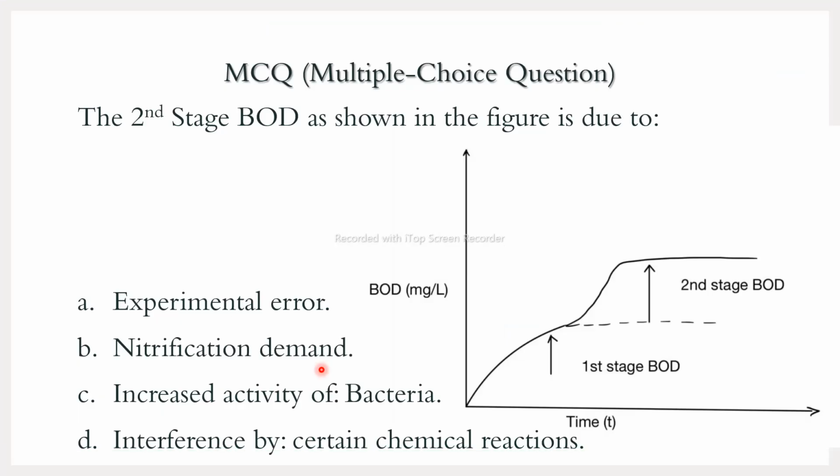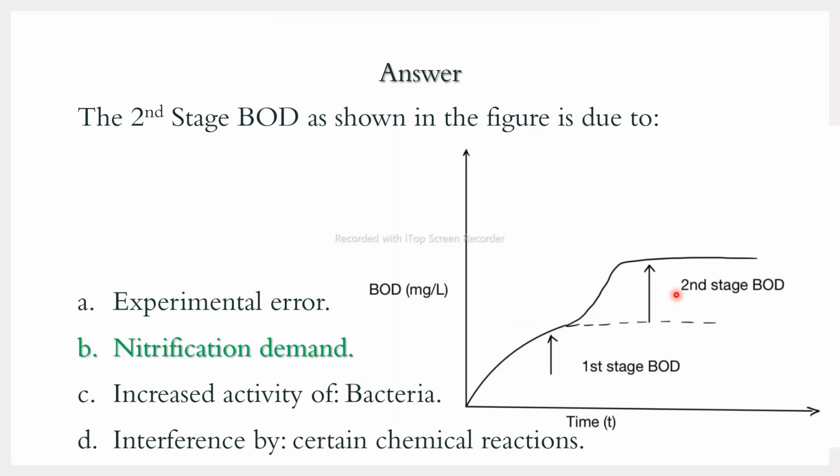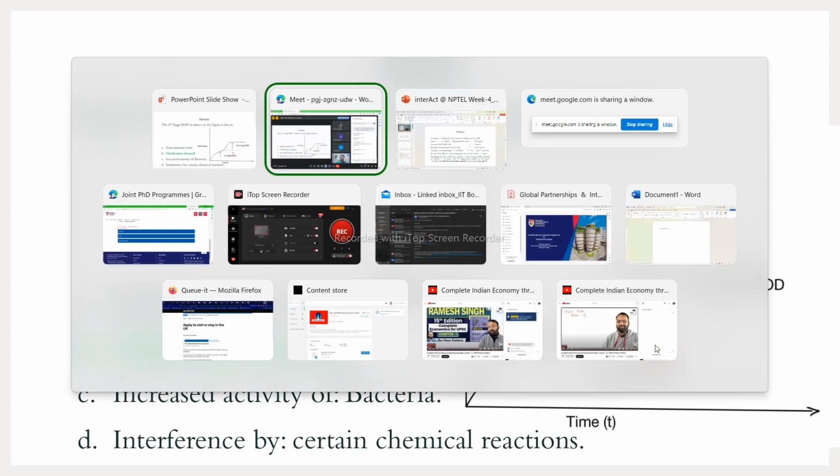Okay, so everyone is telling B, so I think it is correct only. The answer is nitrification demand, which is the reason for the second stage BOD as shown in the figure.